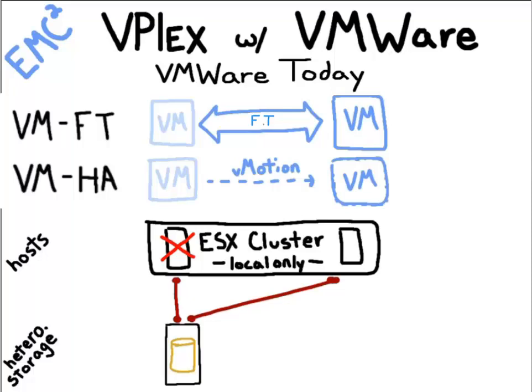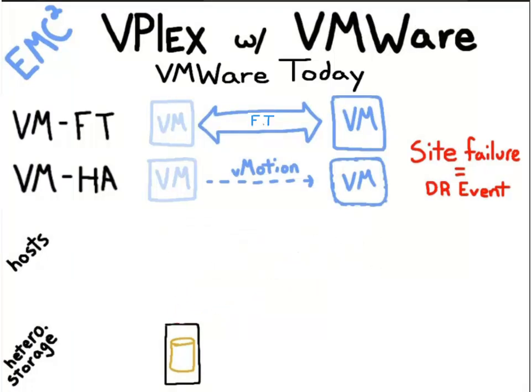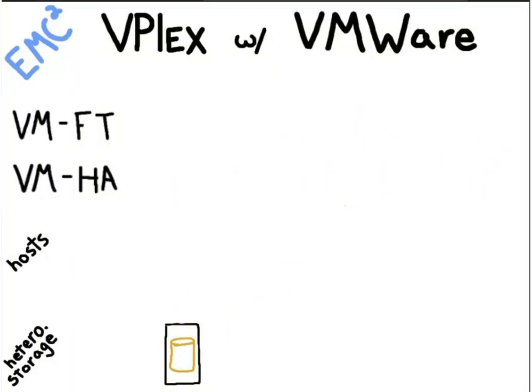But what happens if, in this scenario, you have a site failure? Do you know what your RPO and RTO are in practice? Because you're about to find out. Now, if you're putting one and two together, you probably know where this is going. VMware is made more powerful with VPLEX.